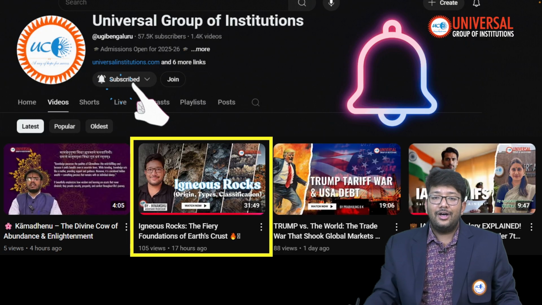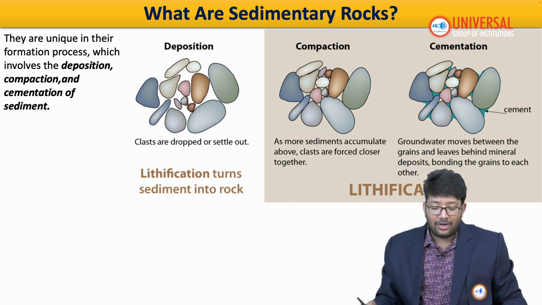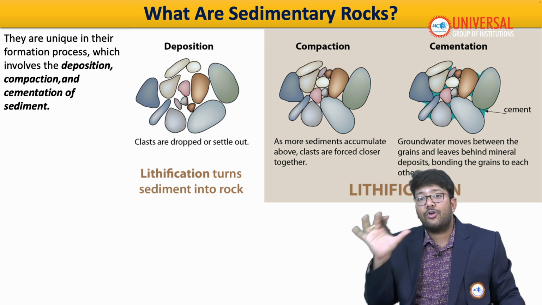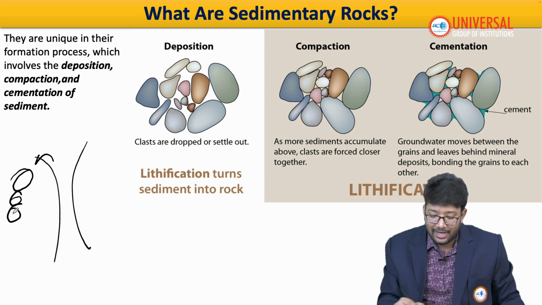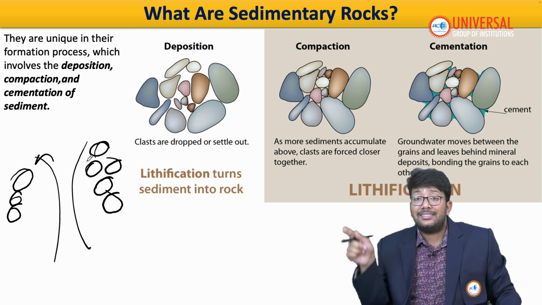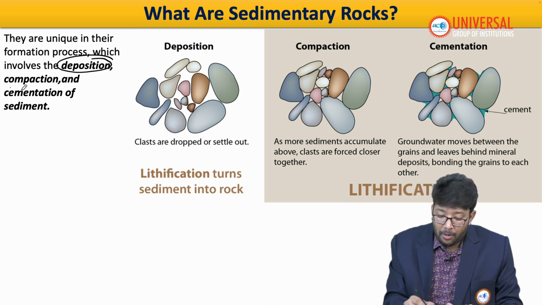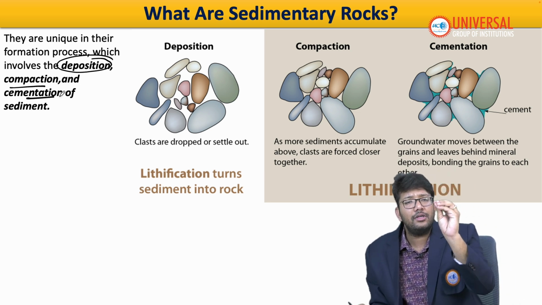So what are sedimentary rocks? Sedimentary rocks are unique in their formation process, unlike igneous rocks. Igneous rocks were formed when the magma came out and instantly solidified. But sedimentary rocks are formed due to deposition, compaction and cementation of sediment. What is sediment? Sediment is small rock debris.